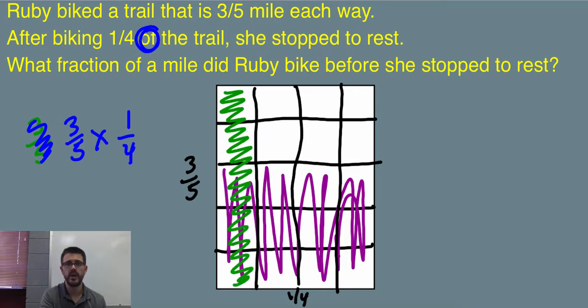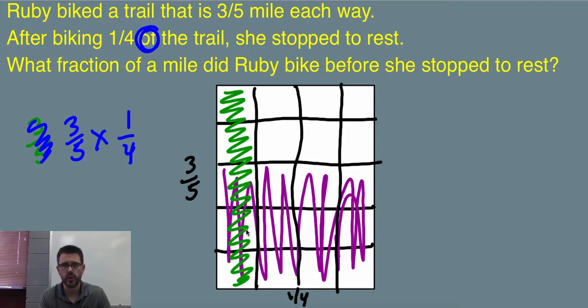So here's how I want you to think about it. The trail was only 3/5 of a mile, so it wasn't the whole mile, it was just part of it. And she only did part of that trail, so she only did a small little part of something that was already less than a whole mile. So we're expecting to get a smaller number, because she biked a smaller amount of that 3/5 of a mile.